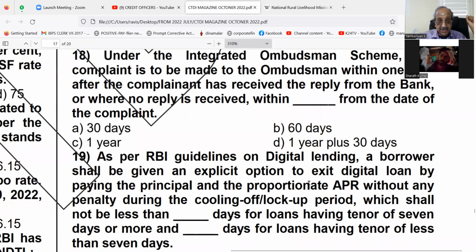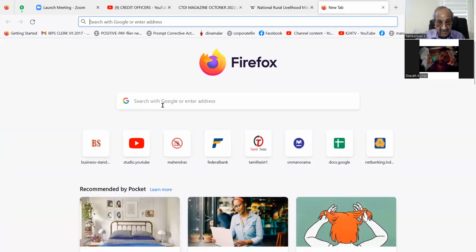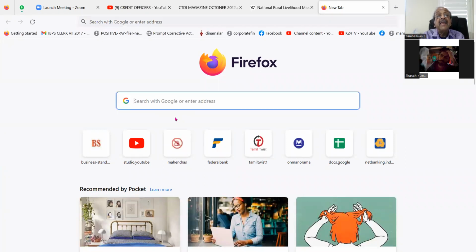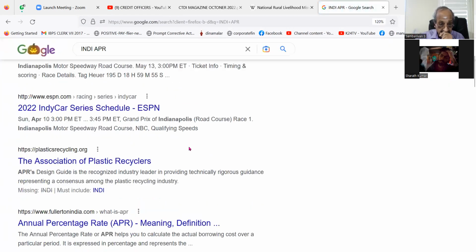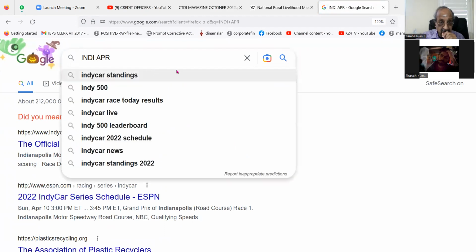Okay, continue, 19. As per the Reserve Bank of India guidelines on digital lending, a borrower shall be given an explicit option to exit digital loan by paying the principal and the proportionate APR. APR means what? Annual percentage rate. Very good. Continue.